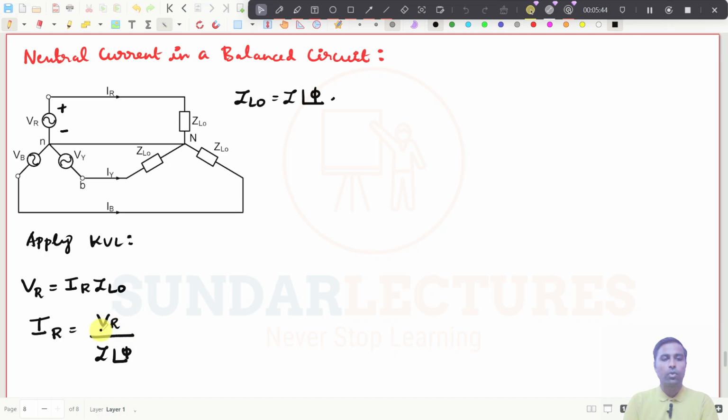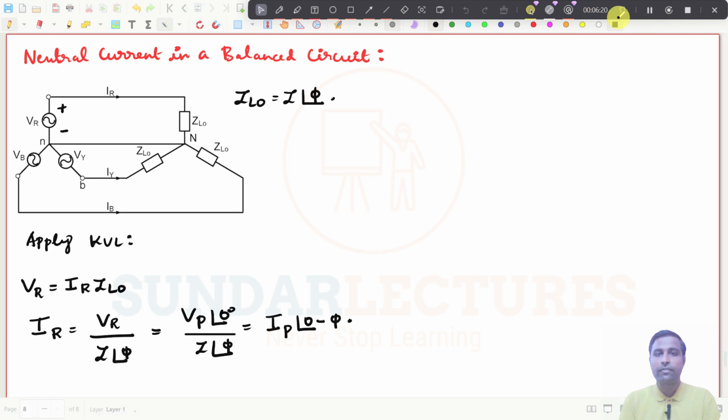See this one, what is the value of VR? VR we will take as the reference phasor, so VP at an angle of 0 degrees divided by Z at an angle of phi. So I will get VP divided by Z, which I am taking as IP, so IR is IP at an angle of 0 minus phi. This is the value of IR, right?